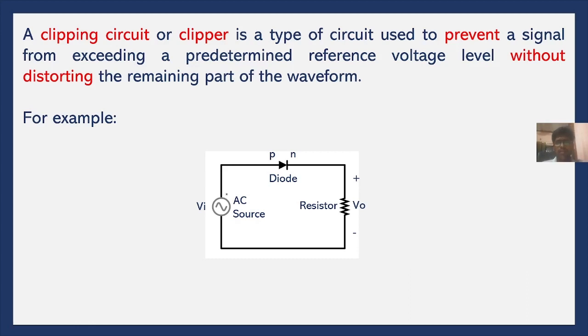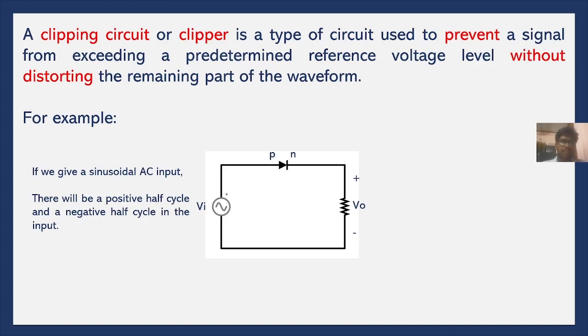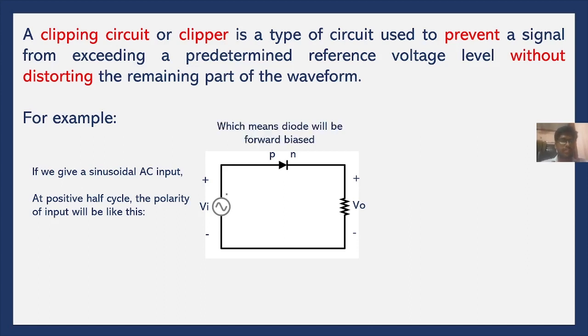So now what happens is, if we give a sinusoidal AC input to the circuit, there will be a positive half cycle and a negative half cycle in the input. At the positive half cycle the polarity of the input will be like this, and the positive side will be connected to the p type of the diode and the negative side will be connected to the n type semiconductor of the diode. So it means that the diode will be forward biased, and at forward bias the diode acts like a conductor, and the current will flow through the resistor easily.